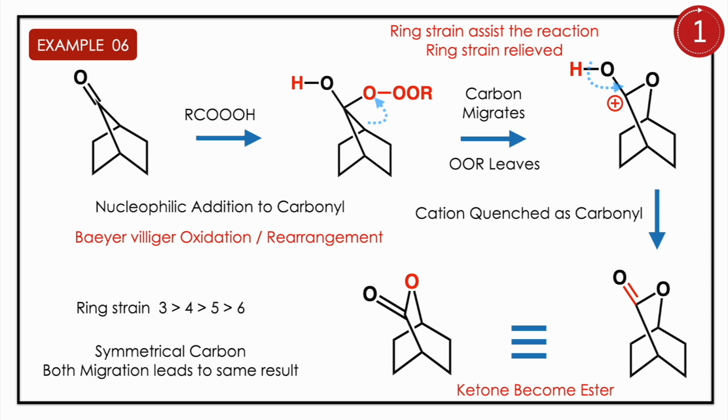If you redraw nicely, you can see the bridge is expanded. The 5-member ring will become a 6-member ring. The reaction is assisted by the strain. The concept you learned here is that Baeyer-Villiger oxidation can happen in a bicyclic system.